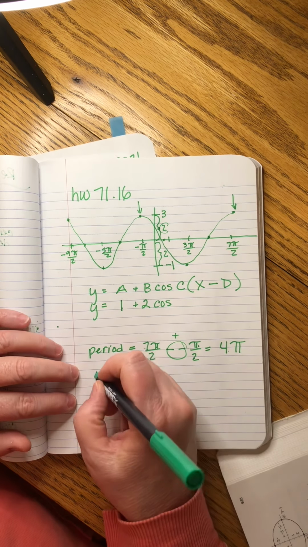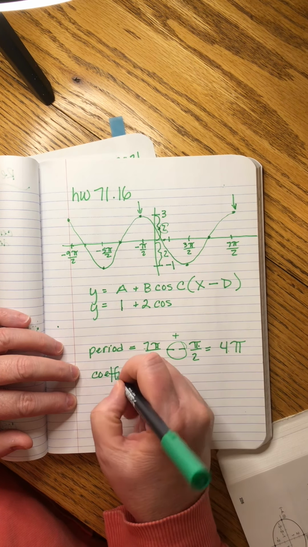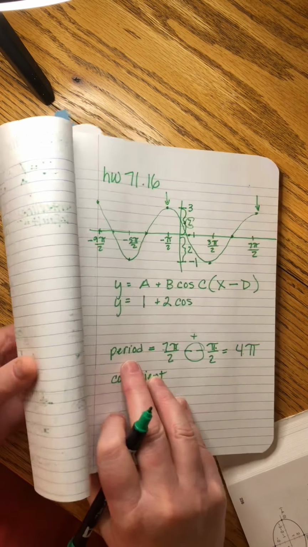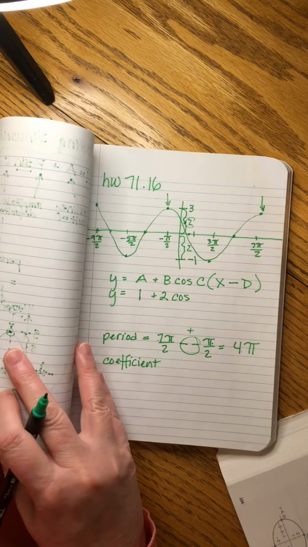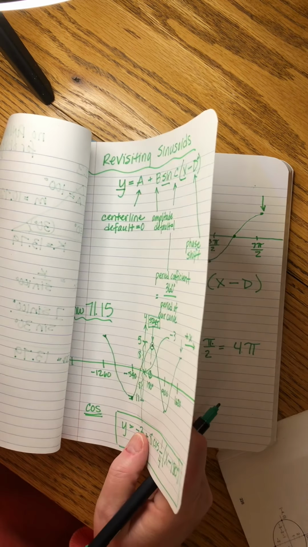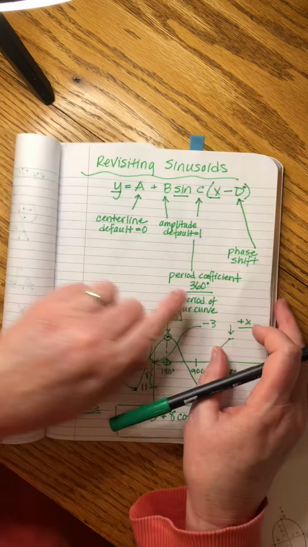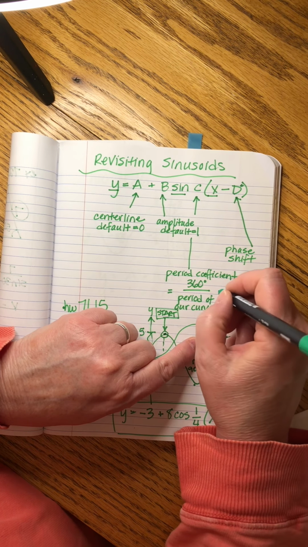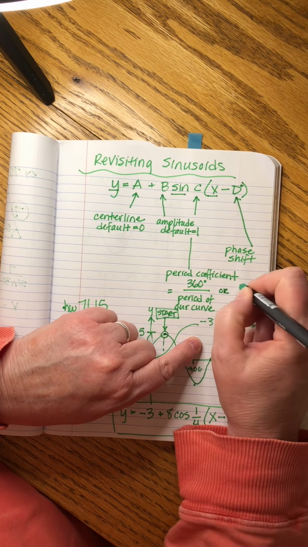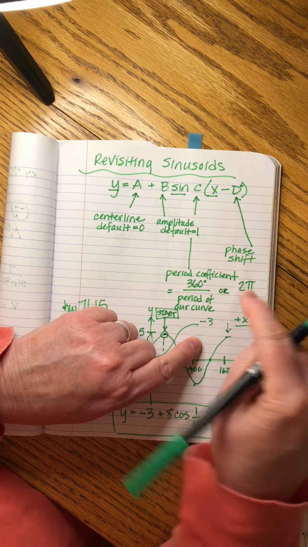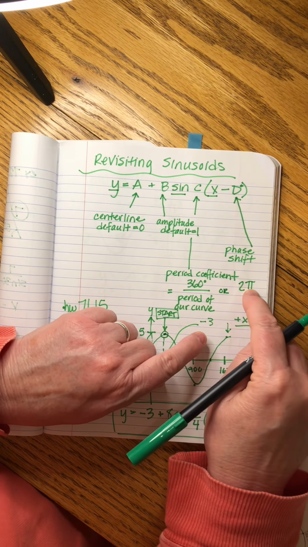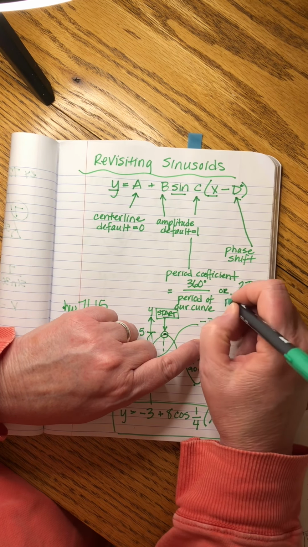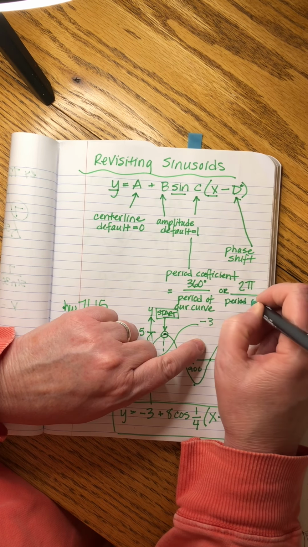Now for the coefficient, I don't think I wrote this in our notes. Let me go back and have you add that to your notes. Here, when we're calculating our period coefficient, it's 360 over the period of our curve, or if you're working in radians, 2 pi, because pi equals 180, right? So that would be 2 times 180, 360. Period. This part's the same.